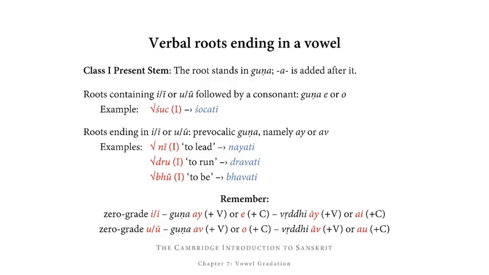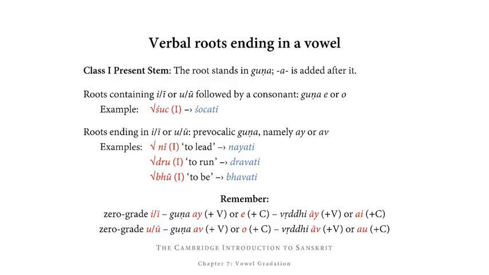And we have this schematic here again at the bottom of this screen. So i has a guna ai if it's followed by a vowel, and a guna e if it's followed by a consonant. Zero grade u has guna av in front of a vowel and o in front of a consonant. So if I have a root that contains i or u, and that i or u is followed by a consonant, then this root, if it's class 1 and we need to put it into guna to form the present tense stem, will have its guna appear as e or o.